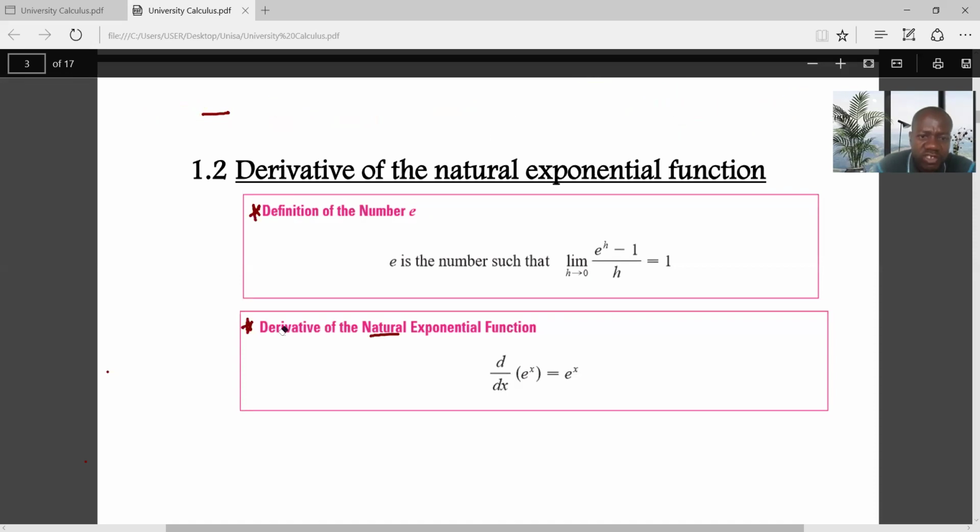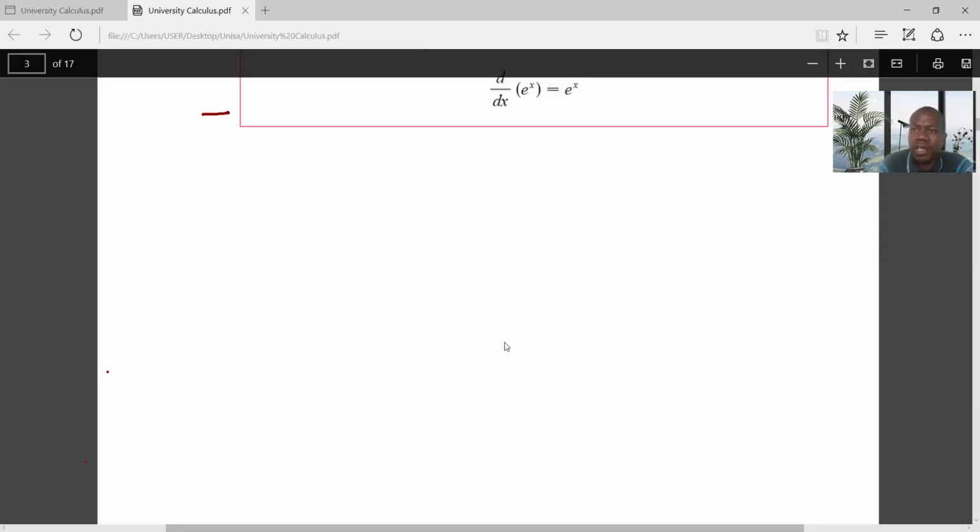So according to this definition, if we have this function, e to the exponent of h minus 1 over h, then we apply limits. Then it says the limit when h approaches 0 of e to the exponent of h minus 1 over h becomes 1. Let me write this in words.